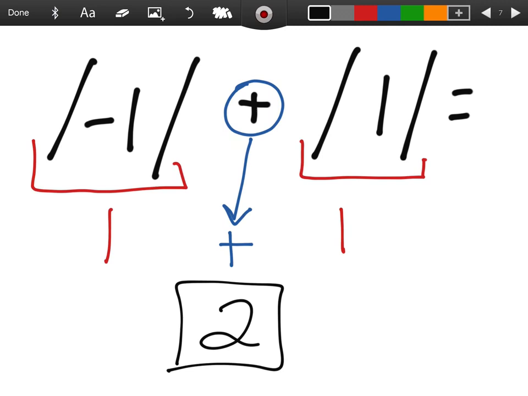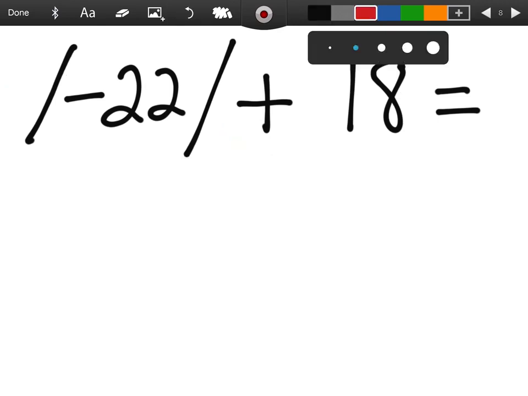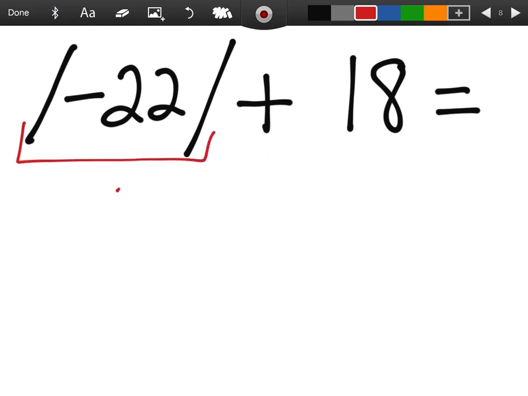Now, does this work all the time? Absolutely. Can it work if I don't have an absolute value bracket on one of my numbers? Sure. Just again, break it up just like we did before. The absolute value of negative 22 is 22. 18 is just 18. It does not change. And then my addition sign drops down again.